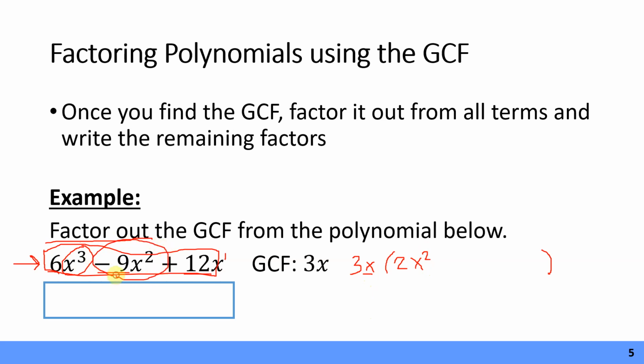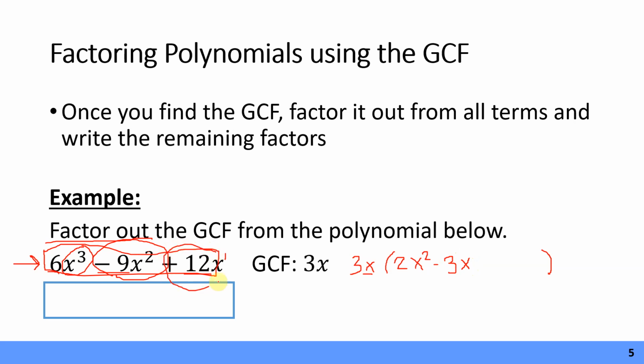So now here, what is -9 divided by the 3 that I took out? It's going to be -3. And again, think about the x's. If you had 2 x's and you took one x out, the 9x squared just becomes now a -3x.